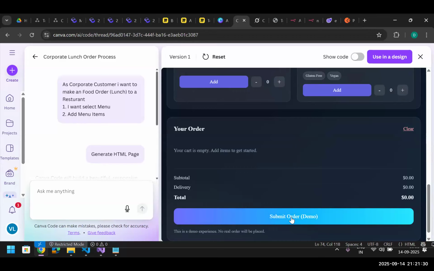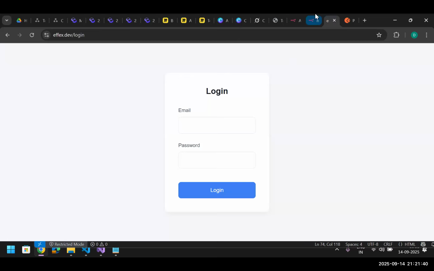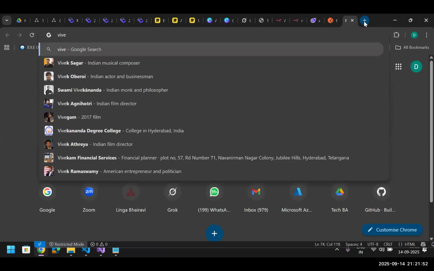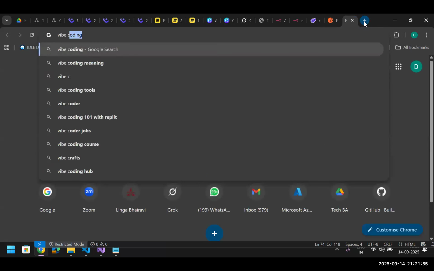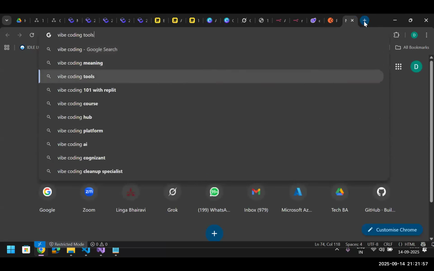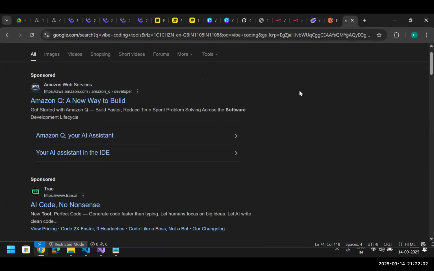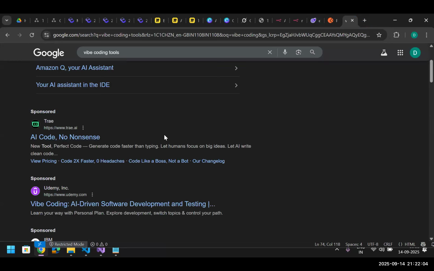Earlier there was training on .NET or Java, PHP or something. But nowadays we have tools like this, maybe you can go to Zoho Creator, and many other tools. Today people are calling it vibe coding. How many of you know vibe coding? Vibe coding means vibe coding tools. There are a lot of tools. Even Amazon is also coming into it, I guess. AI code, no nonsense.